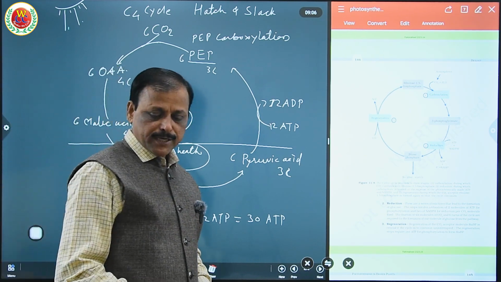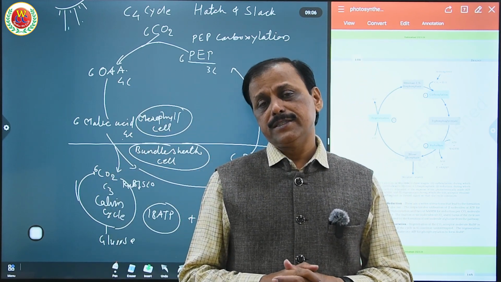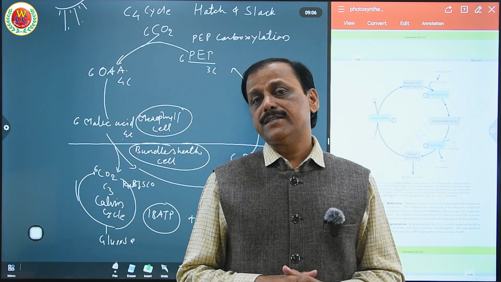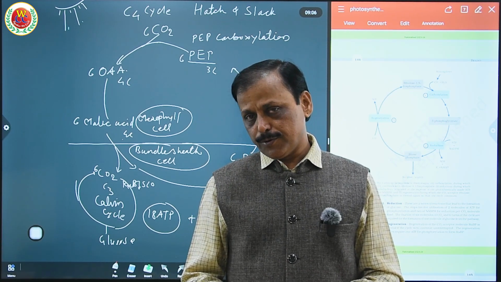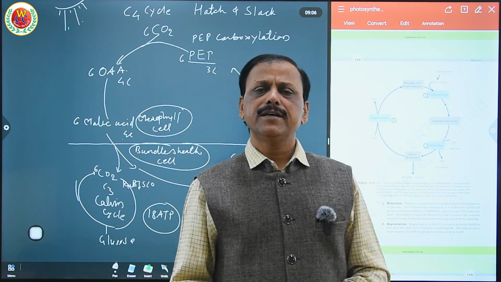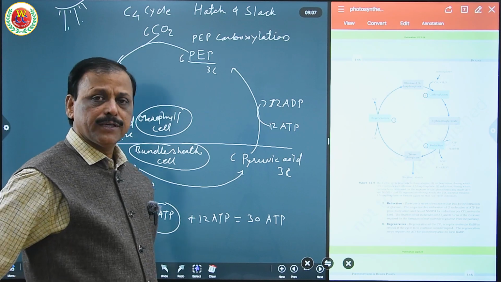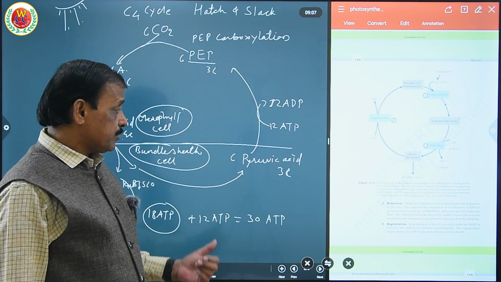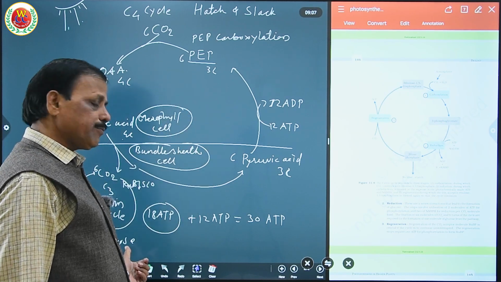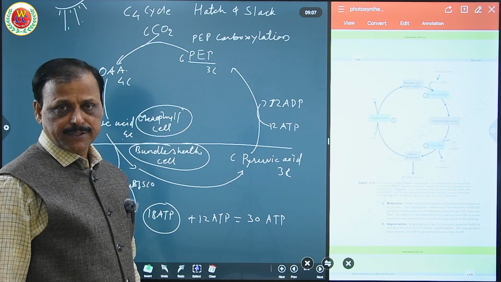So, a question can be asked: distinguish between the Calvin cycle and the Hatch-Slack cycle, or the C3 cycle and C4 cycle. Six points are to be remembered and written in the examination to get the 3 marks. Moreover, in NEET, many questions can be generated on the total number of ATP consumed. The total number of ATP consumed to produce 1 molecule of glucose in the C4 cycle is 18 plus 12, that is 30 ATP.